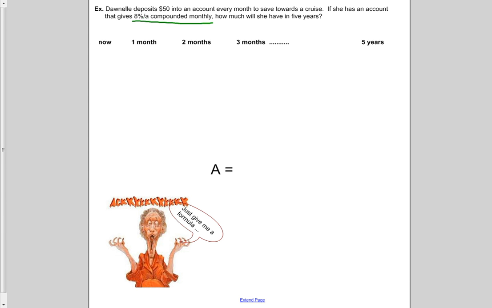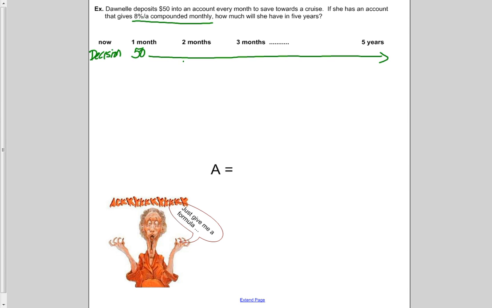This diagram can be helpful thinking about what happens with Donnell. Right now, she makes the decision. She's looking at cruise brochures. She's thinking, wow, I'm going to get $50 together this month and put it into my account at the end of the month. So she puts in $50 after a month. And that $50 sits in that account for 5 years, and it earns interest.